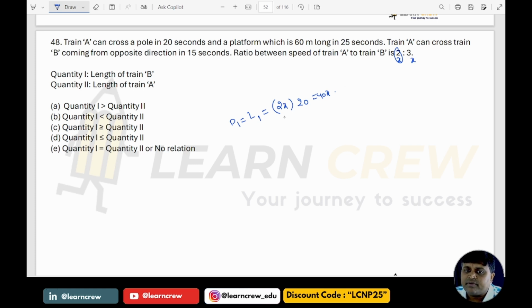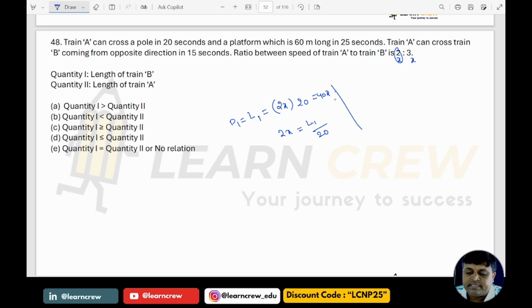Now, from this what can you say? From this I can say 2x is equal to the length of the first train divided by 20. This is already speed is equal to distance by time.